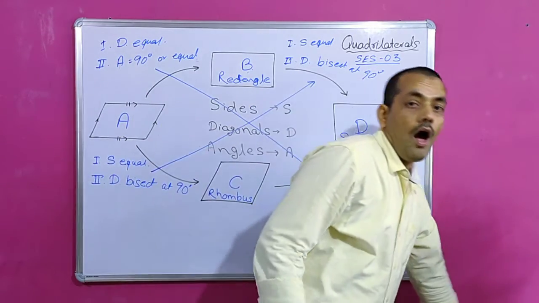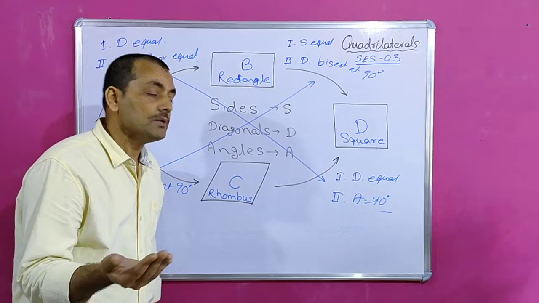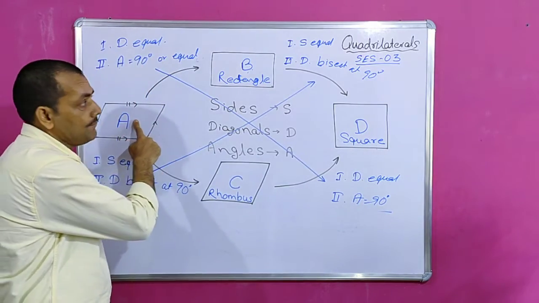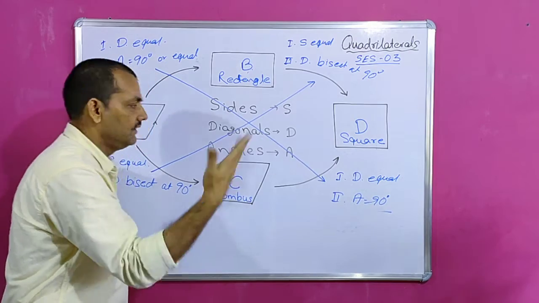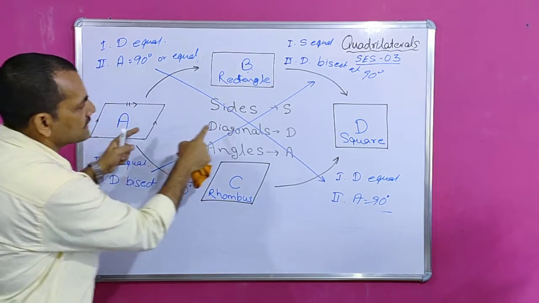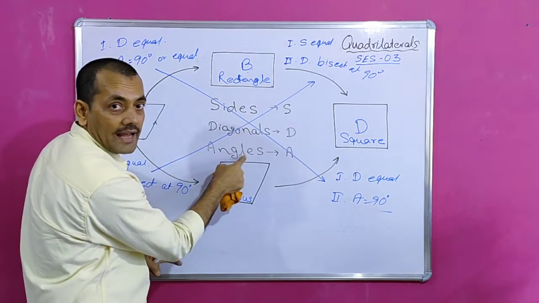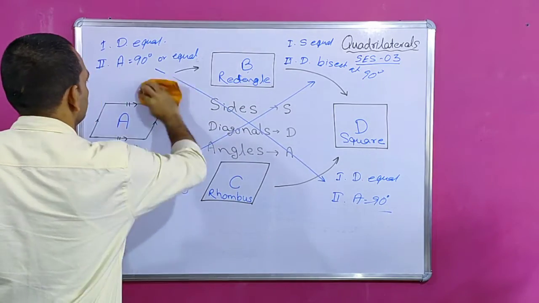Now, is there any other possibility that a parallelogram is a rectangle or a parallelogram is a rhombus? Let's see that. This is with respect to sides, diagonals and angles. Now, next step.